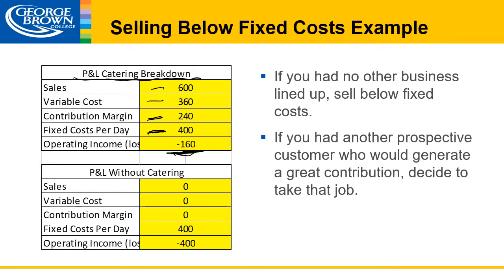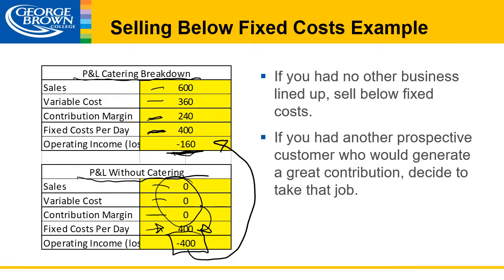However, if we compare our P&L without the catering, we've got no sales, no variable costs, of course, because we have no sales. Our contribution margin is 0, so sales minus the variable cost is 0. We still have the fixed cost per day. Because there's no sales to absorb that $400 a day, our operating income is actually lower when compared to an alternative of doing the catering gig.